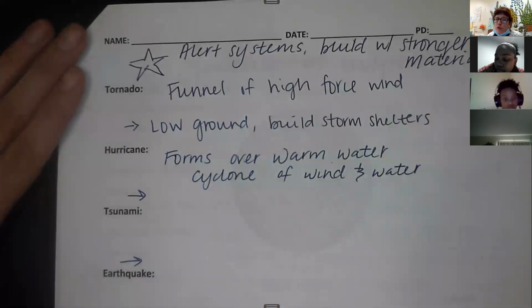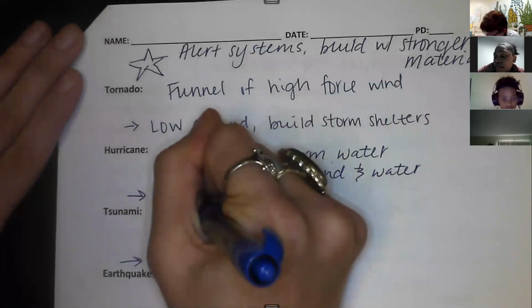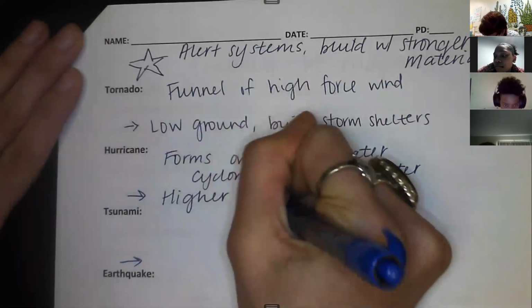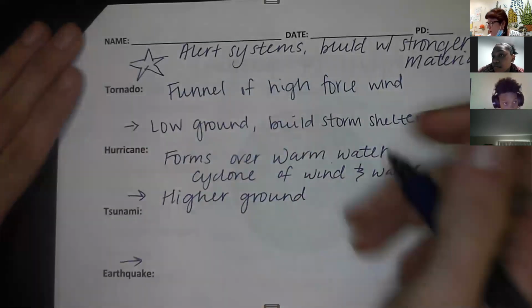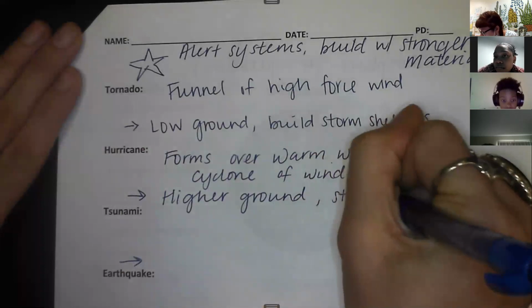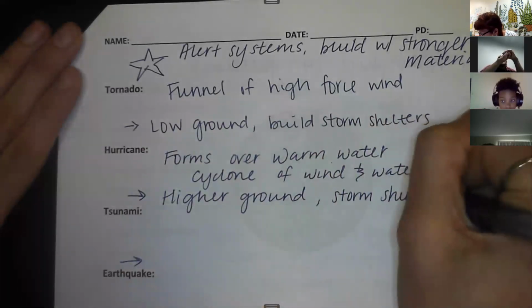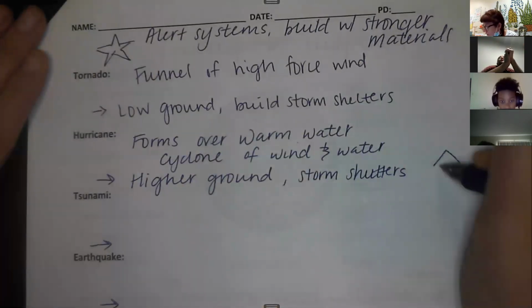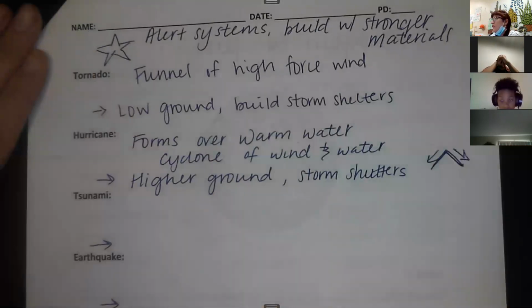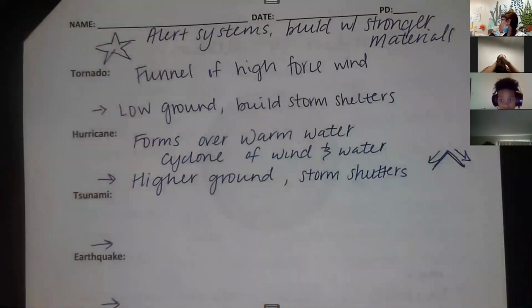Are we going to go to higher or lower ground? We're going to go to higher ground here. And as always, have alert systems built with stronger materials. We might even have storm shutters. You might notice roofs in Florida are A-framed. Have you noticed? So water can flow down the sides. If it's flat, what's going to happen? The water's going to pile up. Very good. So we build very strategically.